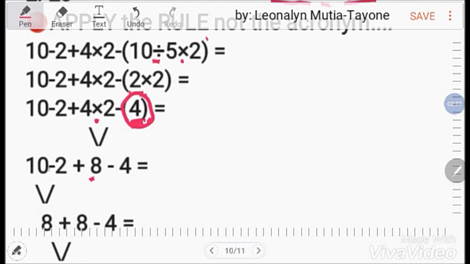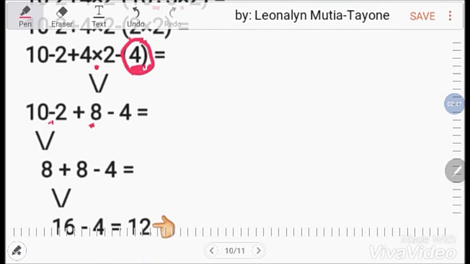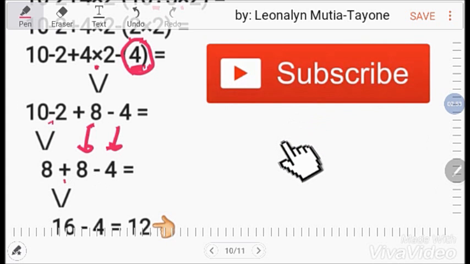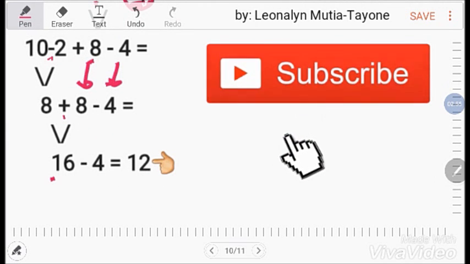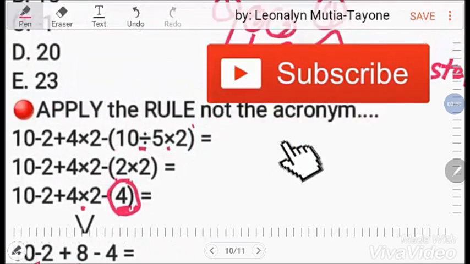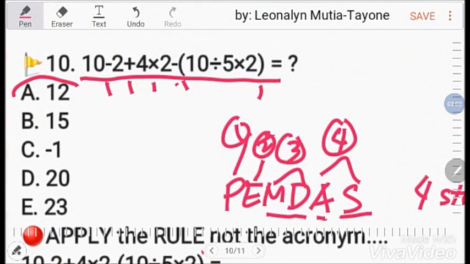Next, ang rule. Subtraction and addition, pareho lang sila. Kaya, kung alin ang nauna from left to right, nauna ang subtraction, unahin natin yan. 10 minus 2, that is 8. I-carry down mo yan. So, dito sa dalawa, nauna naman ang addition. Unahin din natin yan, and that is 16. 16 minus 4, that is 12. So, ang answer dito ay 12.